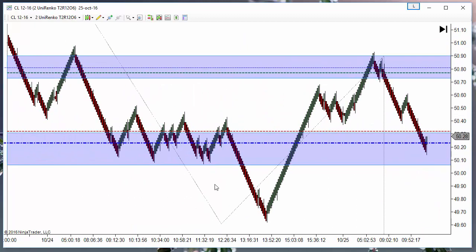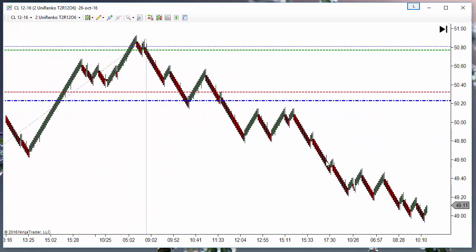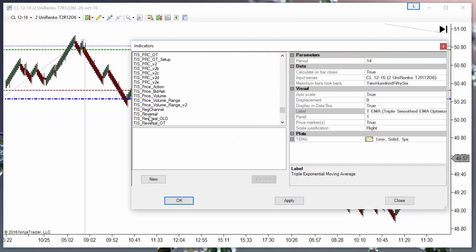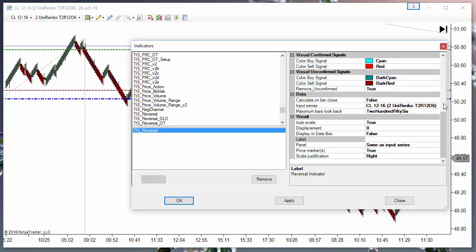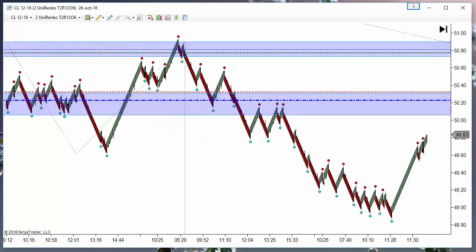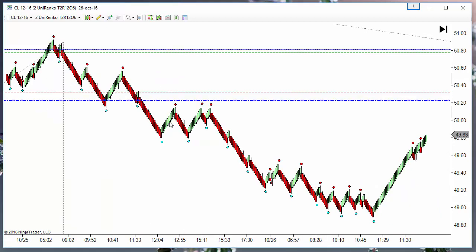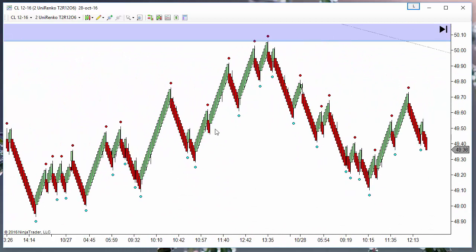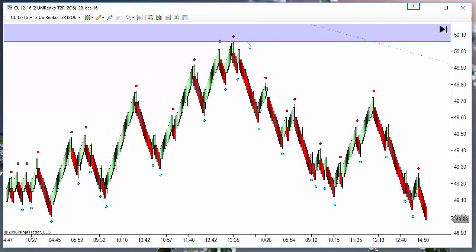If we now add some signals, let's say we add a reversal, now we know which are the best signals to take. If we are near a resistance, it is much better to take the shorts than the longs.